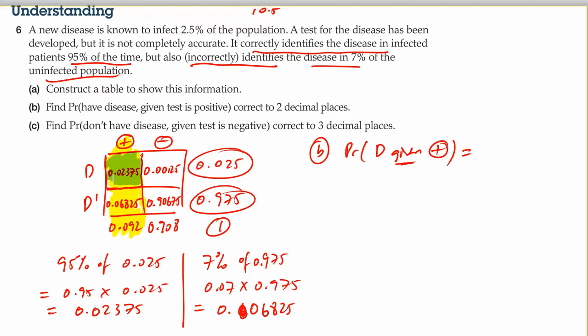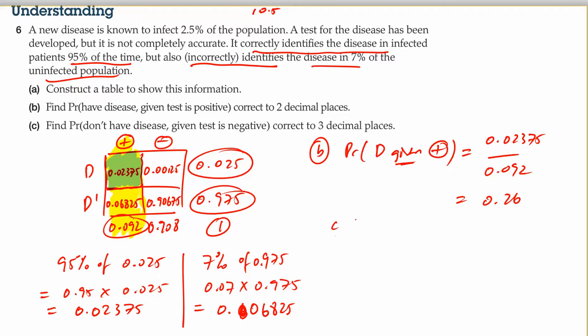This is our total. So our new total is 0.092, and we want to find out, given that I have the disease, 0.02375. You enter that on a calculator. Again, it says 2 decimal places, so make sure you're in decimal mode. You should get 0.026 when you enter it in your calculator.